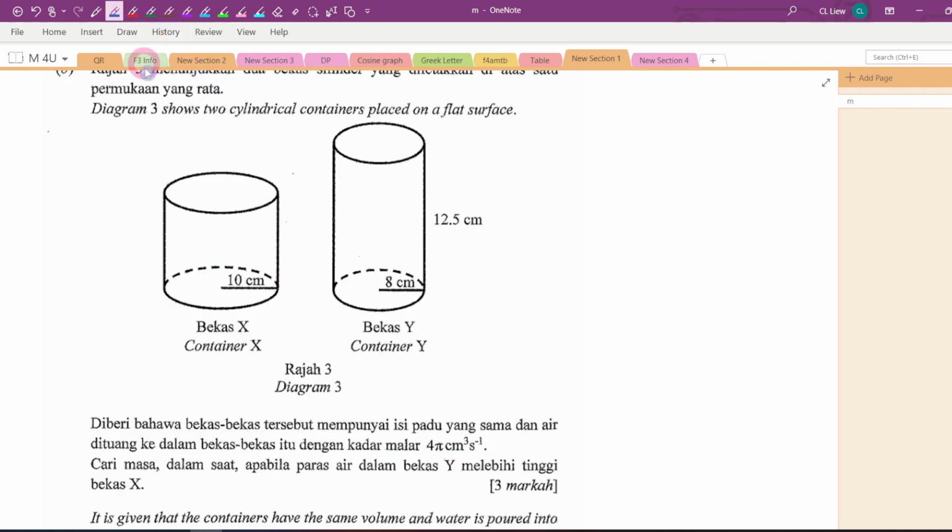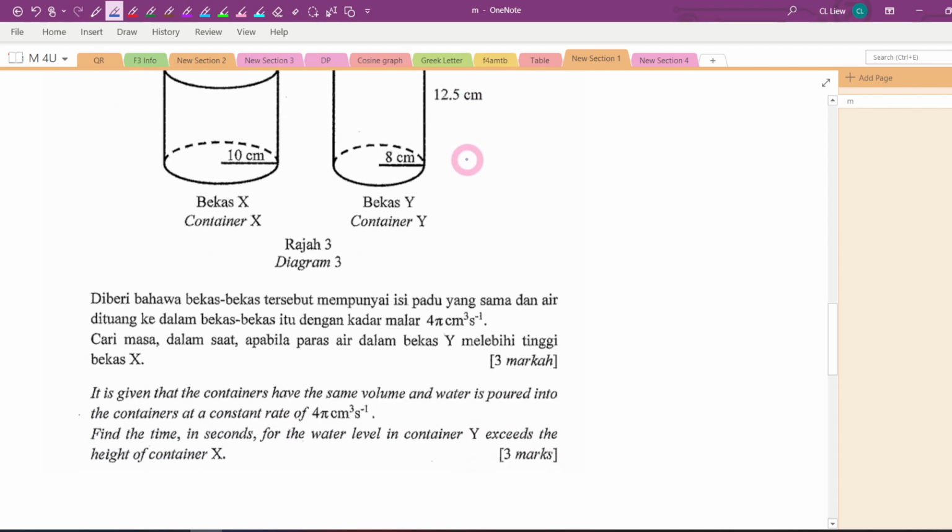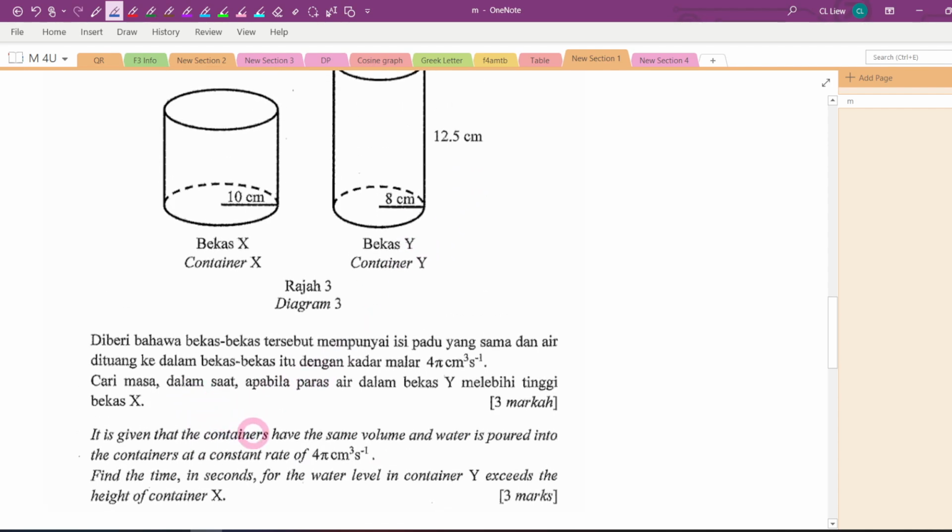Let's look at part B. Diagram 3 shows two cylindrical containers placed on a flat surface. Okay, and it is given that the two containers have the same volume, and the water is poured into the container at a constant rate of 4 pi cubic centimeter per second. It means that every second, the volume of the water inside the cylinder will increase 4 pi cubic centimeters every single second.